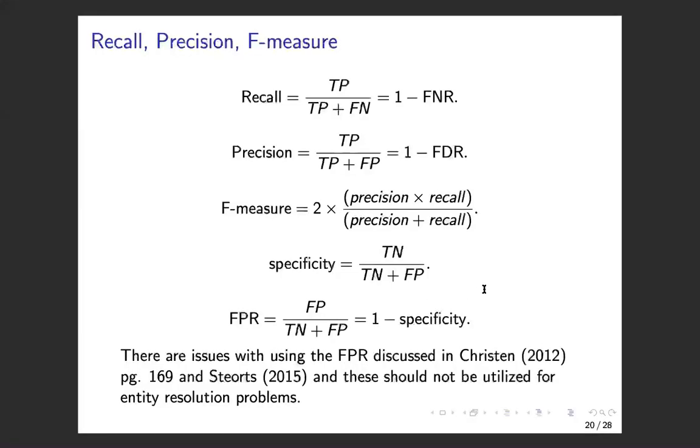There is a slight issue with using the false positive rate that's discussed in Peter Christen's 2012 book on page 169, as well as a paper that I have in Bayesian Analysis, in terms of you can get misleading results from using the false positive rate. So we both don't recommend utilizing these for specifically entity resolution problems. So the false negative rate is recommended instead.